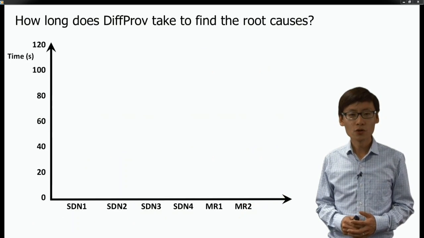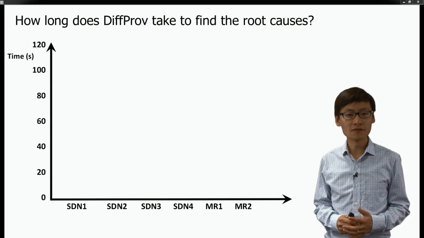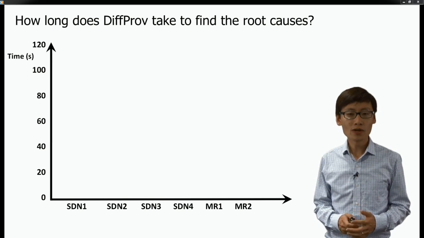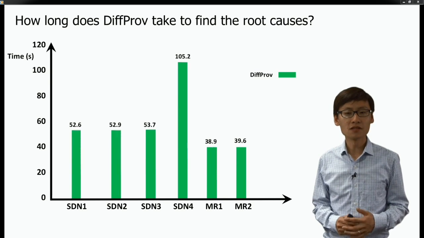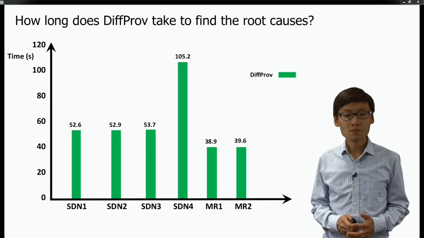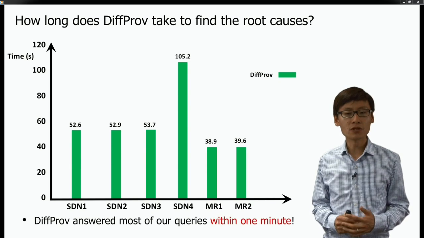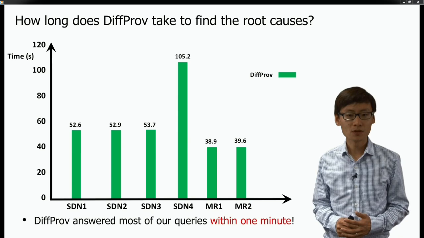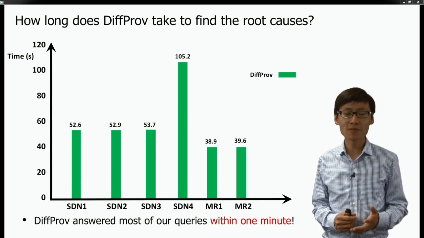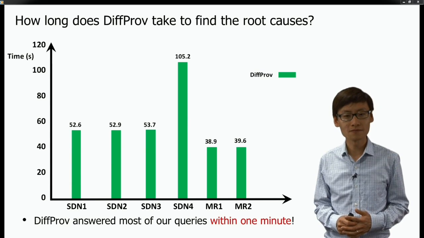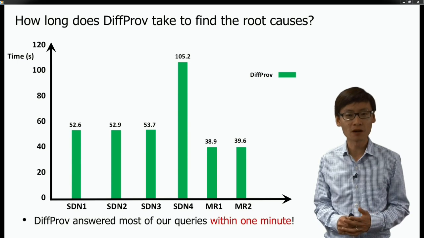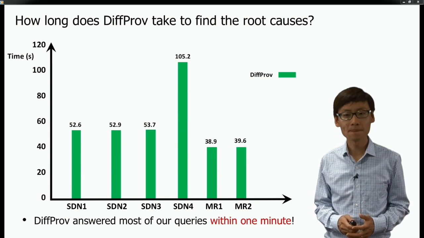Next, we ask, how long does diffprof take to find the root cause of the problem? We can see that for different scenarios, diffprof finds the answers in a different amount of time. But for most of those queries, it returns an answer within 1 minute, which is already a lot faster than if you have to manually examine the provenance trees and find the root cause. And I should also say that we did not try very hard to optimize diffprof for speed specifically.